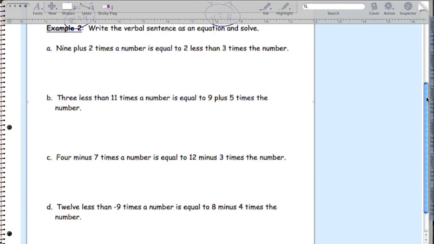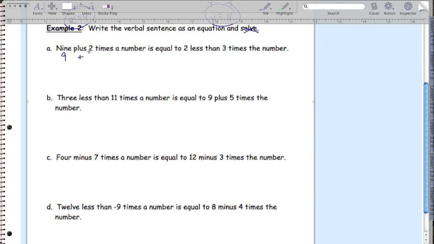Now on these ones, just like we did before, we're writing the verbal sentence as an equation. I'm going to hold off on the solving just for time's sake, but you would solve it the way we've been solving all the ones above. So let's go ahead. 9 plus 2 times the number is equal to 2 less than 3 times the number.